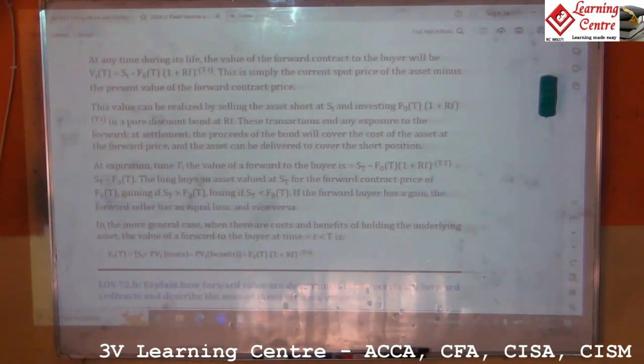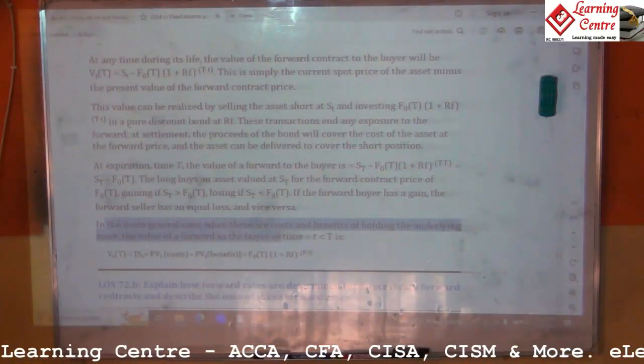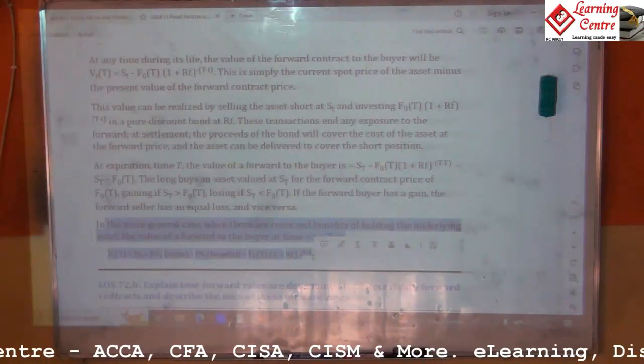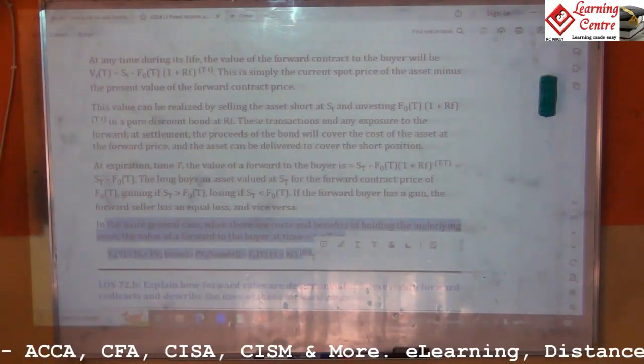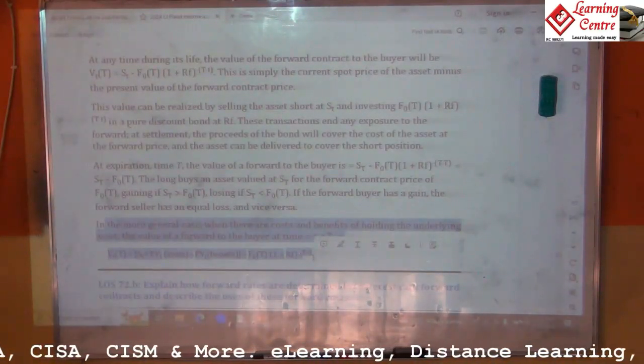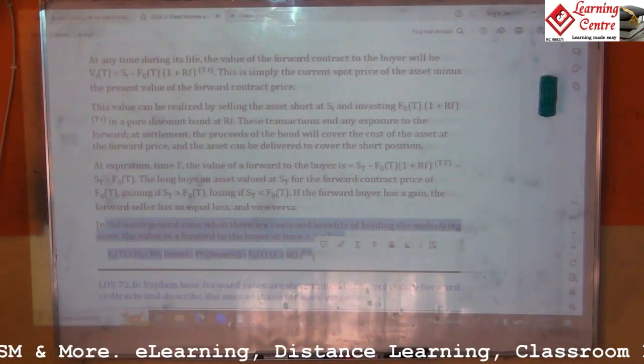In the more general case, where there are costs and benefits of holding the underlying, the value of the forward to the buyer is this, which is the same thing we just spoke about. Add cost, deduct benefit. Same story. But now we're just explaining it to say this is the value of the forward. So we've said value of the forward at 3 different points.